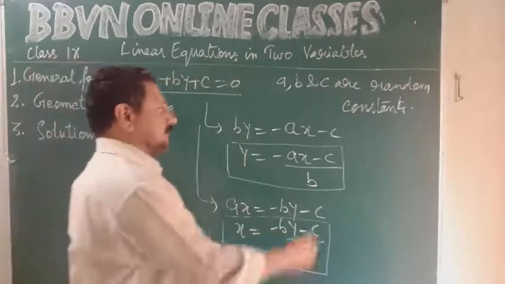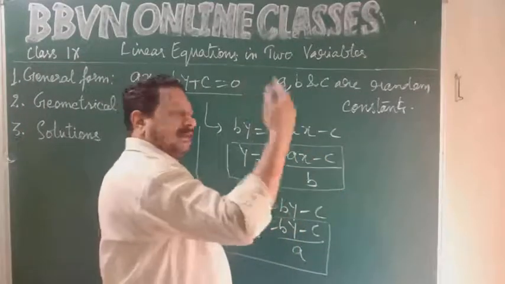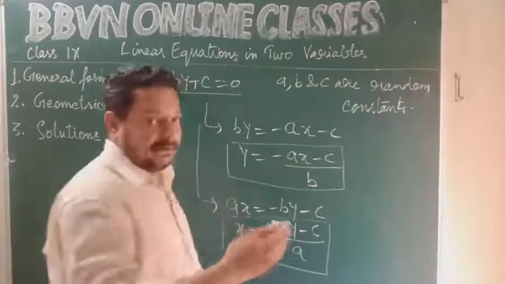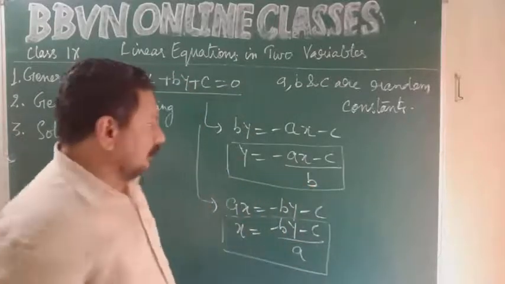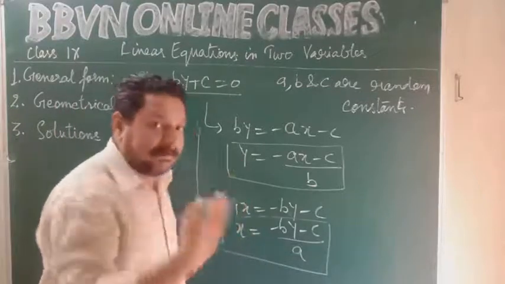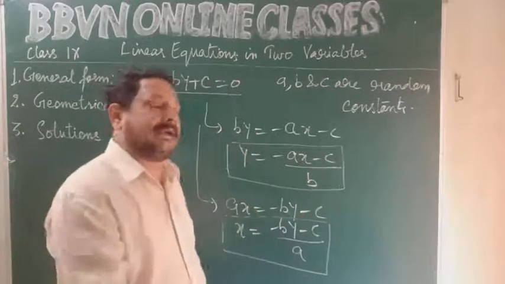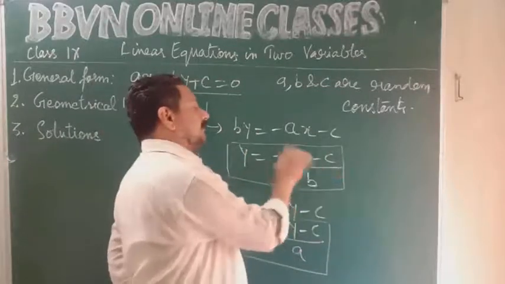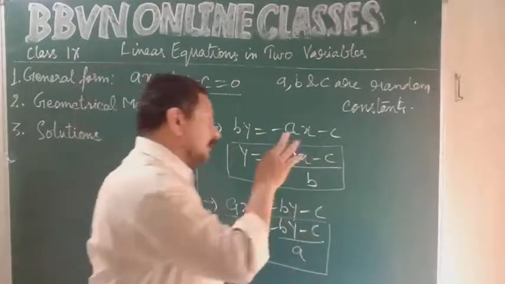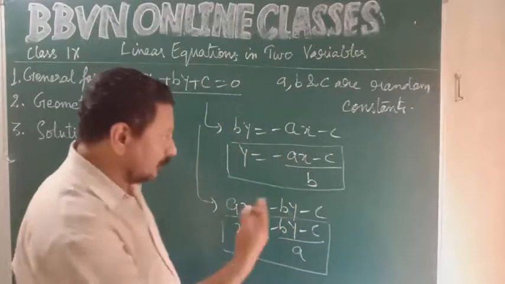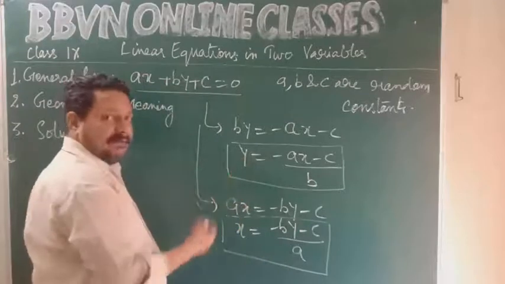Suppose I can assume a certain value for x, and if I substitute that value of x, I will get the corresponding value for y. So y becomes the dependent variable and x becomes the independent variable. Independently you can assign any value to x, and y depends upon x. Whatever you have assumed for x, on that you will get the value of y.